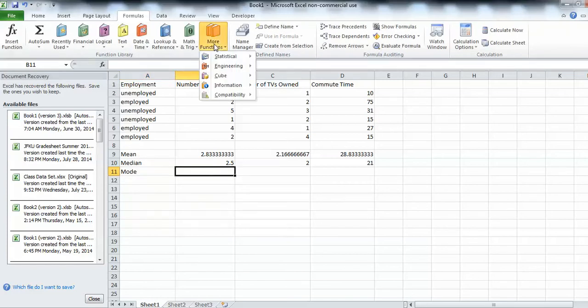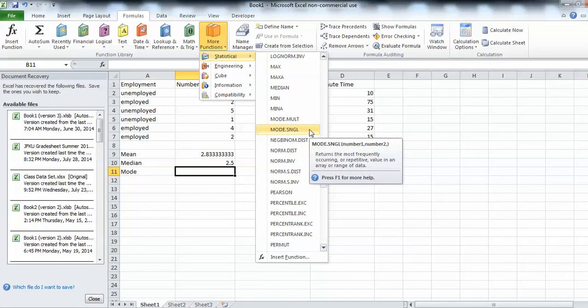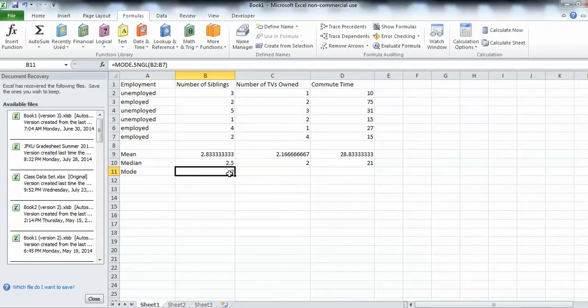I go back to more functions, statistical, and I go down to mode. You can just go to mode single, because I just want you to get one mode. It's possible that your data set might have more than one mode, but I'll have you use mode single. This one right here. It says SNGL. Highlight the numbers, click on OK, and then drag it across. And that gives you the mode for all three of these columns of data.